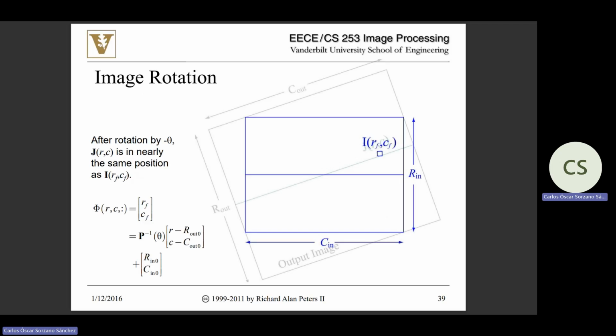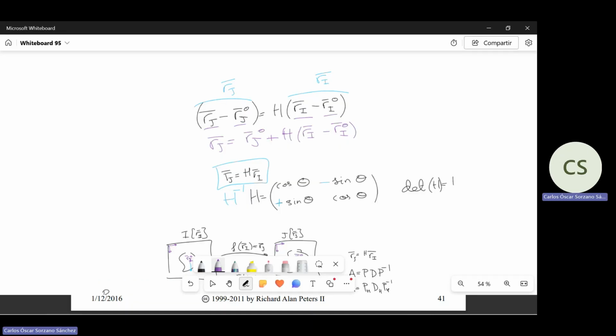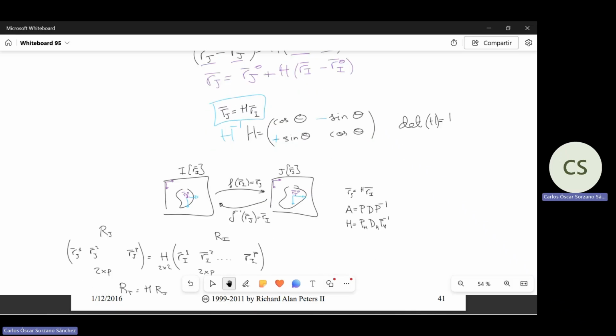Okay, so all this is related to that. So what we care about is this thing: how to perform transformations between coordinates. In general, this coordinate will be an integer, but Rj is an integer, and we normally go in the other direction. Instead of going from input to output, we go from output to input.